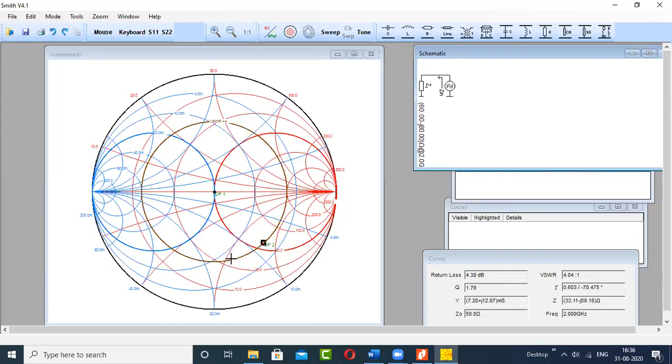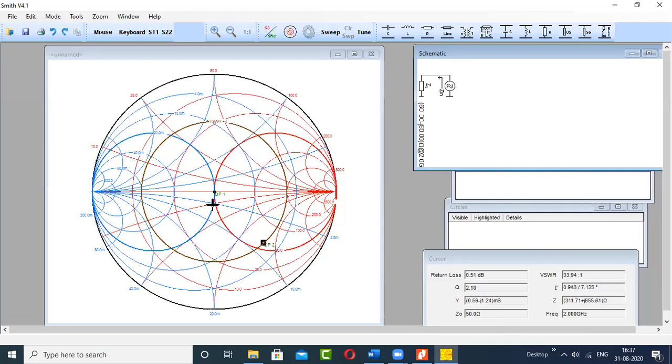Now from this load admittance, you have to move to a point where the real part of the admittance becomes 1. In simple language, you have to find the intersection points of this VSWR circle and this conductance circle. This dark blue circle is your conductance circle. Why is it a conductance circle? Because it is the mirror image of this resistance circle, this dark red circle.